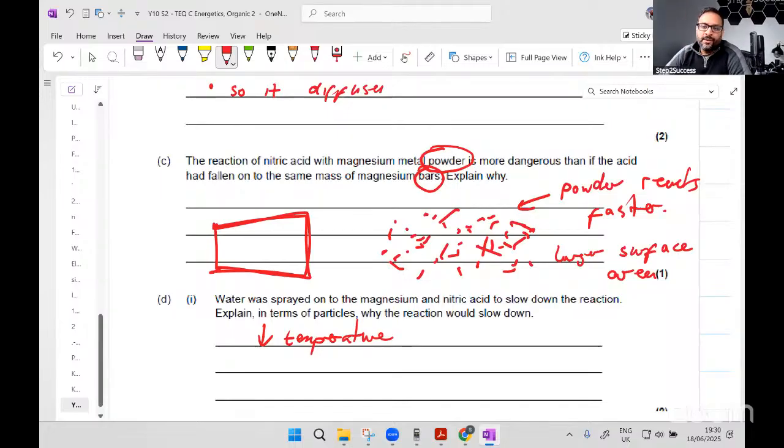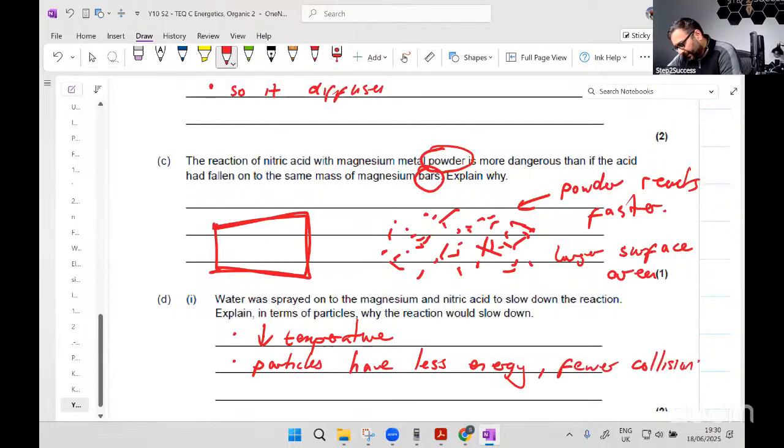Okay, and if it lowers the temperature, think of what we said earlier. Earlier we said the particles have got more energy, and so there's more frequent collisions. Now we're just going to say the particles will have less energy if they're cooler. So there would be fewer collisions between them. Collisions is a very important word in this topic.